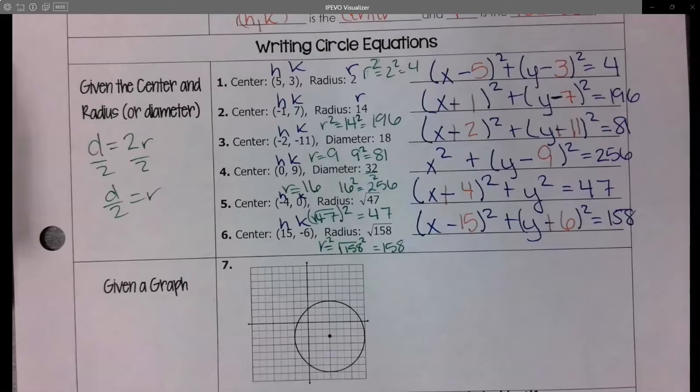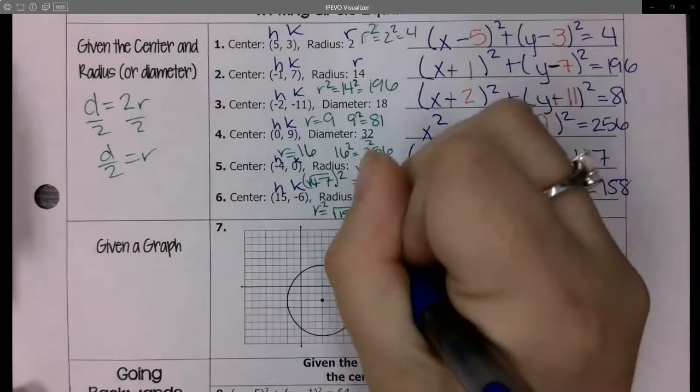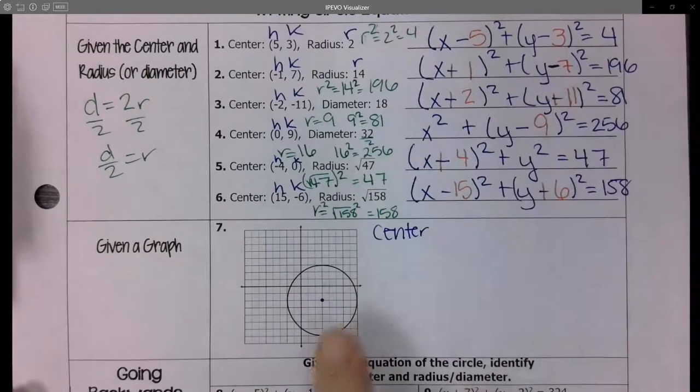Questions on writing the equations when I'm given a center and a radius or diameter? Okay. So number 7 gives me a graph. I need to find the center myself. What is the coordinate point of that dot?